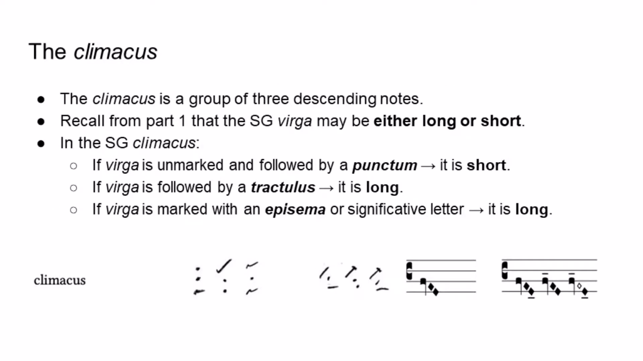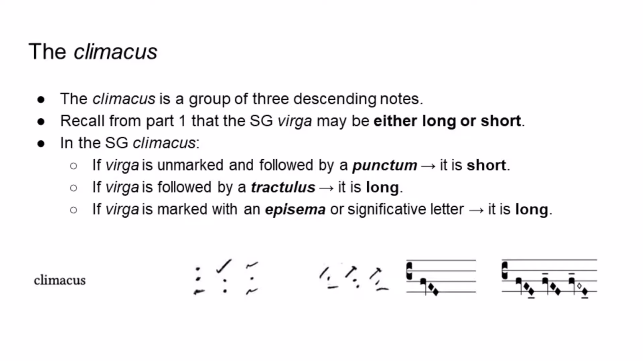The climacus is a group of three descending notes. In Part 1, we mentioned that the St. Gall virga may be either long or short, according to context. In the St. Gall climacus, the virga has the same value as the following note, short if unmarked and followed by a punctum, or long if followed by a tractulus, or if marked with an epicema or significative letter.